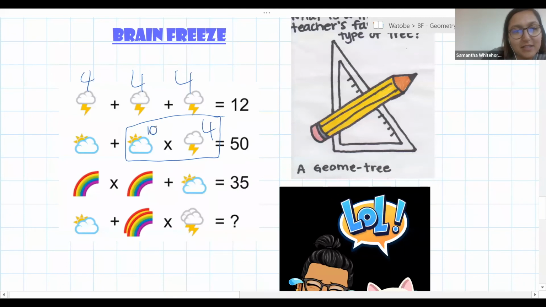If the cloud is, I don't know what that is, the sun and the cloud is 10, 10 times 4 is our first operation we need to do, which is 40, plus that other 10 is 50. So awesome, I would agree. That cloud is 10. Well done, Bunte.